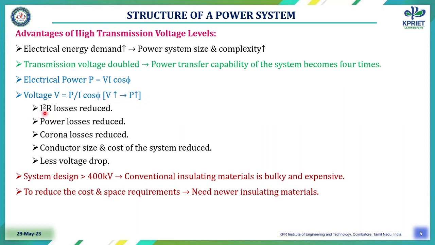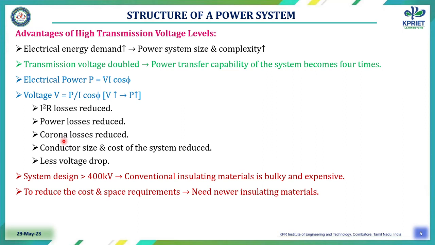What is the aim of this? The I square losses will be reduced, power losses will be reduced, corona losses will be reduced, and conductor size will be reduced, so that the cost of the system is reduced, with less voltage drop. So these are the major benefits of increasing the voltage level for the primary and secondary transmission. We have to transmit over a long distance. After that only the consumer is able to get the power.